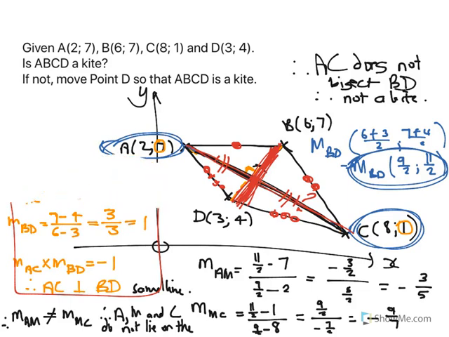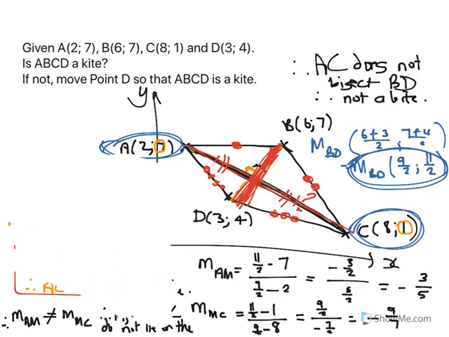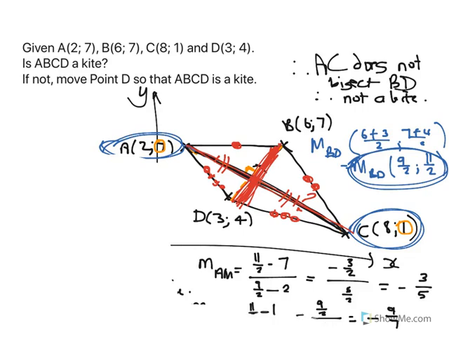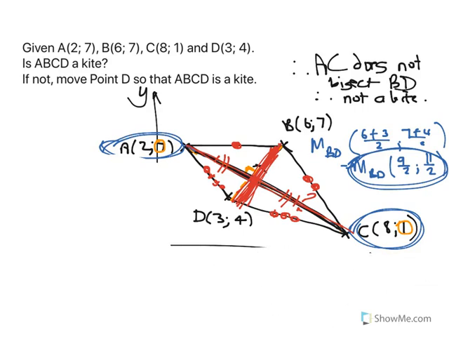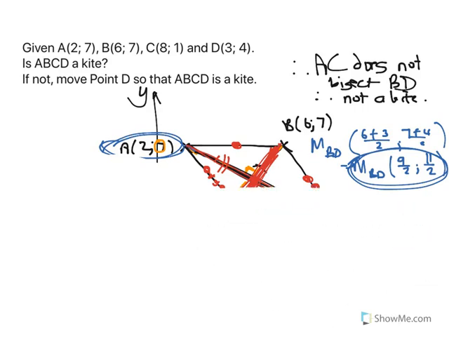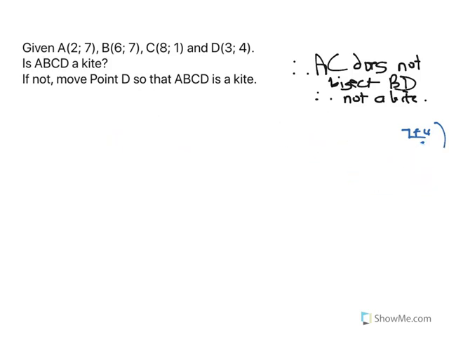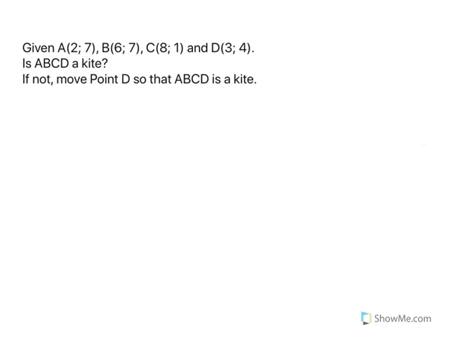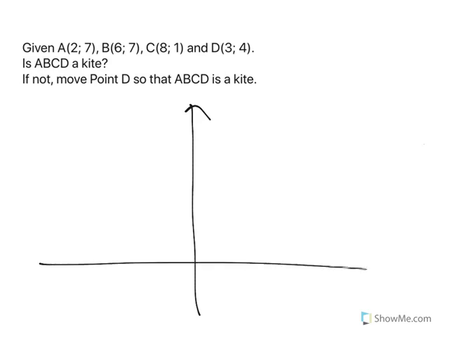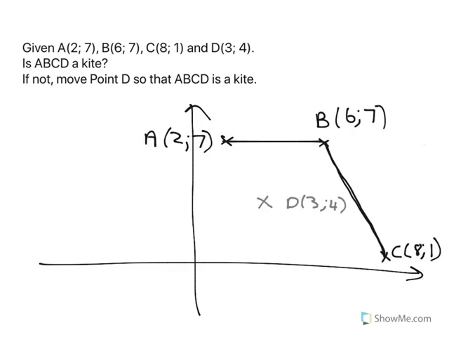So I would say in this case, the more fail-proof way to prove that it's not a kite would be to show that one of the pairs of adjacent sides is not equal. Right? And now you're asked, well, not to prove, but to move point D so that you do have a kite. So I'm just going to redraw this quick.